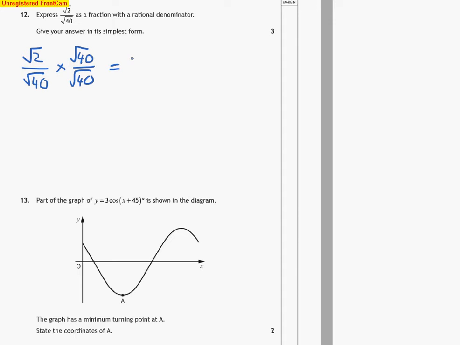So that's going to give us root 2 times root 40 on the top, and root 40 times root 40 is going to give us 40. So that's us solved the rational denominator part, because that's how I've got rid of the surd. I've timesed it by itself. I've effectively squared it, so I've got the square root of 40 squared, which is just 40. Okay, so I've done that bit, but now we need to simplify.